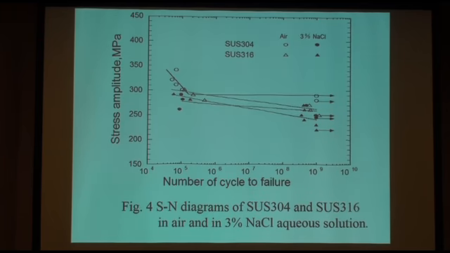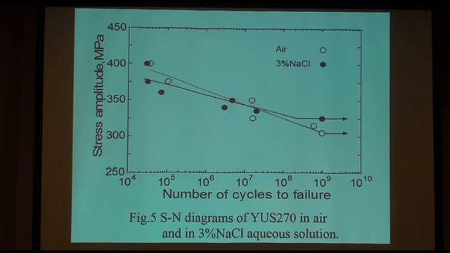And this is one of the data sets for the 304 and 316. It's in the giga-cycles, and the reduction of corrosion fatigue strength of 316 is just a little smaller than that of the 304. And this is the super stainless case. At very early numbers of cycles, there is just a little influence of the 3% sodium chloride aqueous solution, but at 10 to the 9 giga-cycles, there is no reduction of corrosion fatigue strength, because this stainless steel has more than 6.5 percent molybdenum.